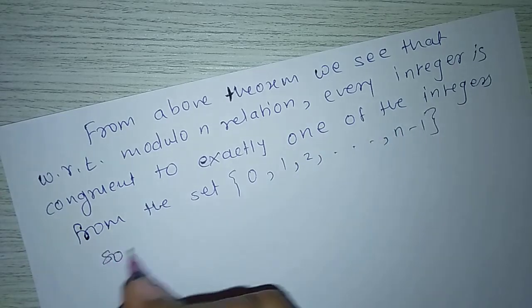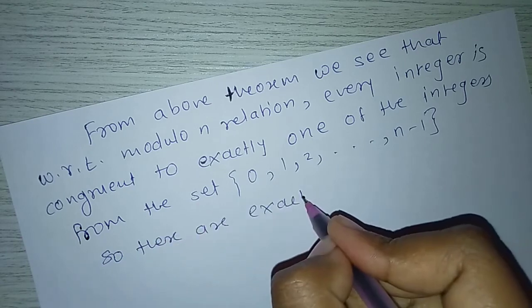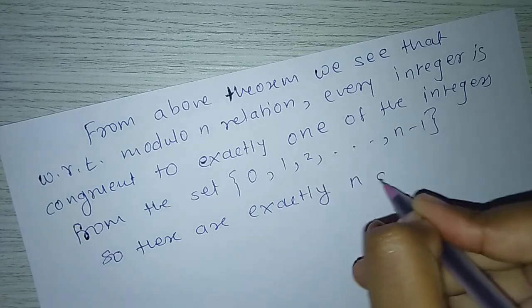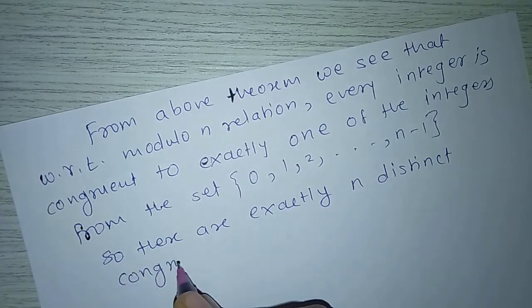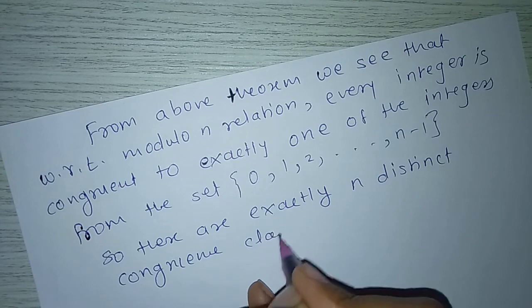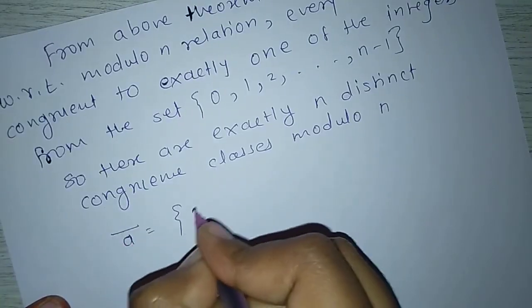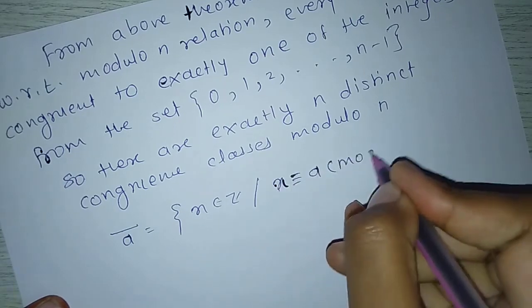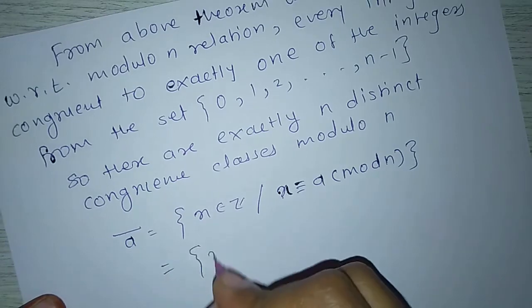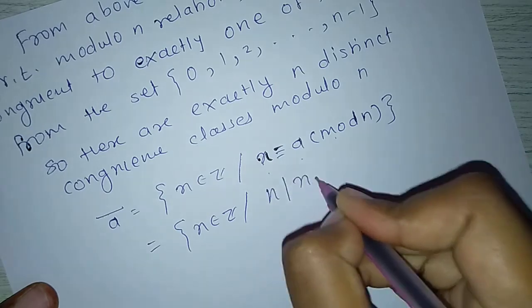So there are exactly n distinct congruence classes modulo n. We have a bar equal to the set of x belongs to Z such that x is congruent to a modulo n. X congruent to a modulo n means n divides x minus a.